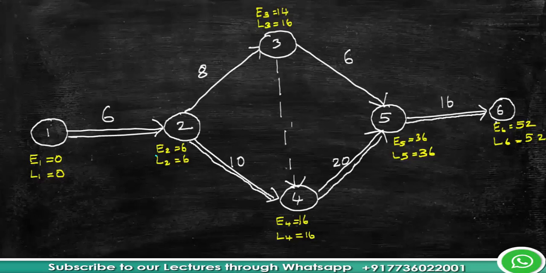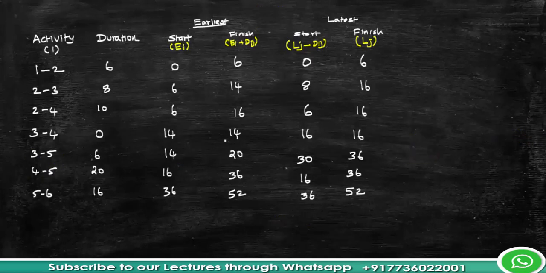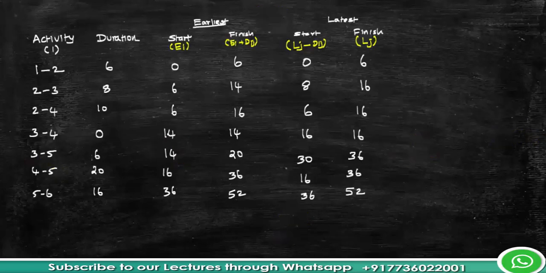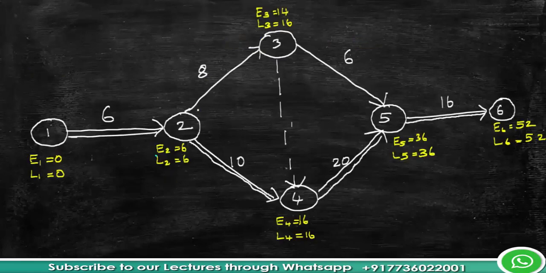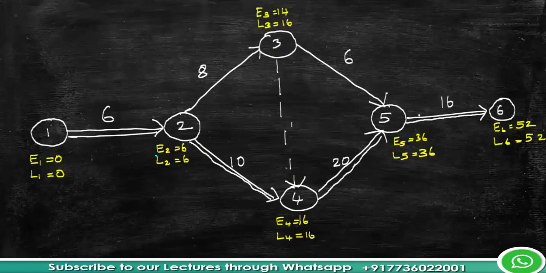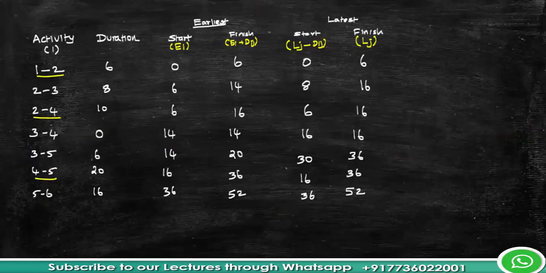Here if you observe, this critical path has E and L, that is the earliest start and finish time and the latest start and finish time, and we have prepared this in a table. Now we'll mark those activities which are critical. The activities which are critical are 1 to 2, then 2 to 4, then 4 to 5 and 5 to 6.